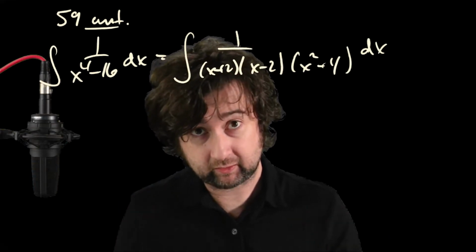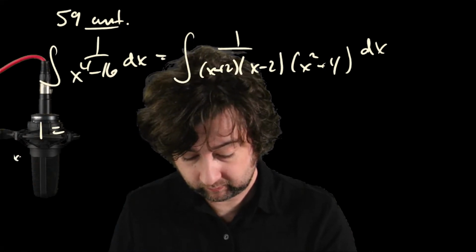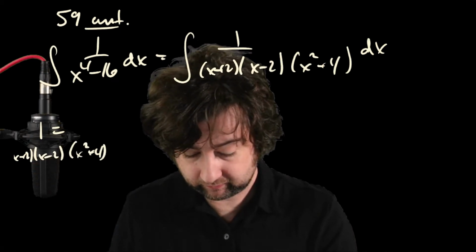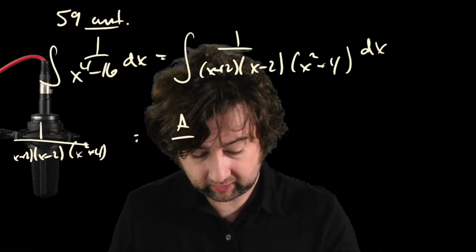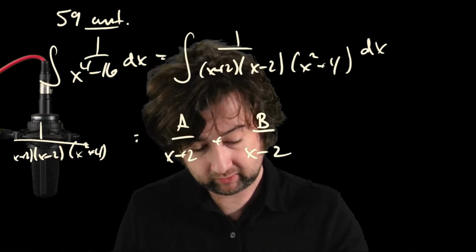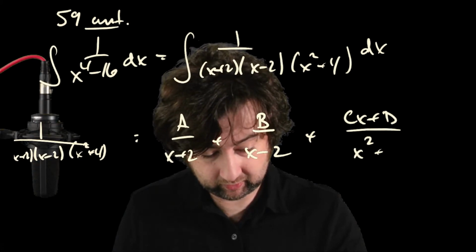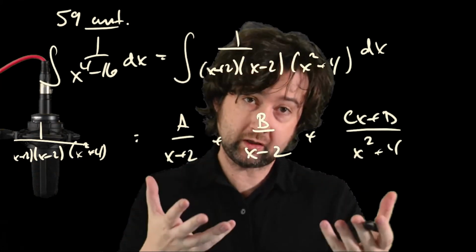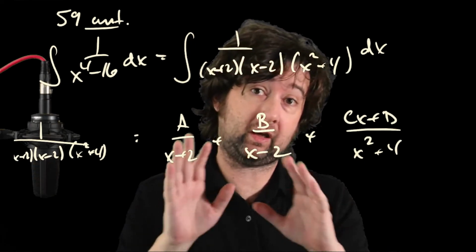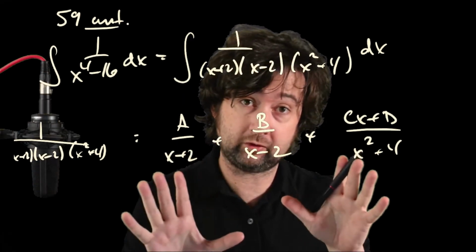And now we just need to write down the partial fraction decomposition. 1 over (x plus 2)(x minus 2)(x squared plus 4) is equal to A over x plus 2 plus B over x minus 2 plus Cx plus D over x squared plus 4. And from here, I'm going to assert that this integral is easy, because I'm going to find the A, B, C, and D using whatever technique that we have available to us.